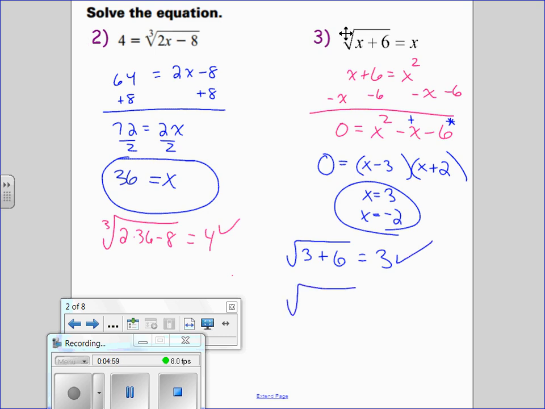Let's try the negative 2. Is the square root of negative 2 plus 6 going to be negative 2? And that's not true. The square root of a number will give you a positive 2, not a negative 2, so that answer is extraneous. And since the answer is extraneous, you don't include it on the answer line. Our only answer is x equals 3.